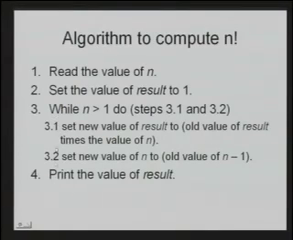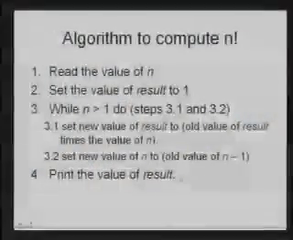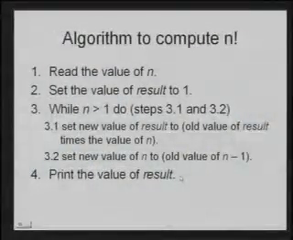And once we are done, the value of result contains the answer to our problem, namely the value of n factorial, and we can output the value of the result. In this algorithm, right now we are not really bothered too much about where I read this value of n from, or where or how I print the value of the result. That's not something that's bothering us right now. It is the steps 2, 3, 3.1 and 3.2 which are really important at this stage.